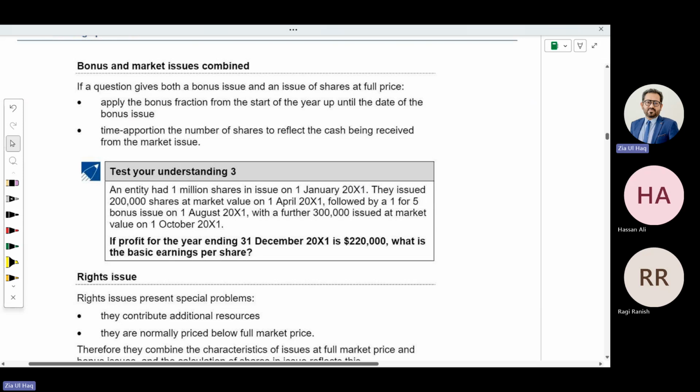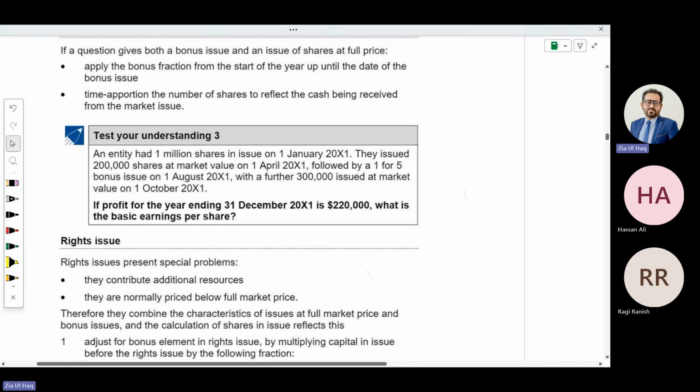Bonus and market issue combined. Market issue means cash issue. If you did not get it, where both a bonus issue and a cash issue have been made, how will we calculate earnings per share? So, test your understanding three.